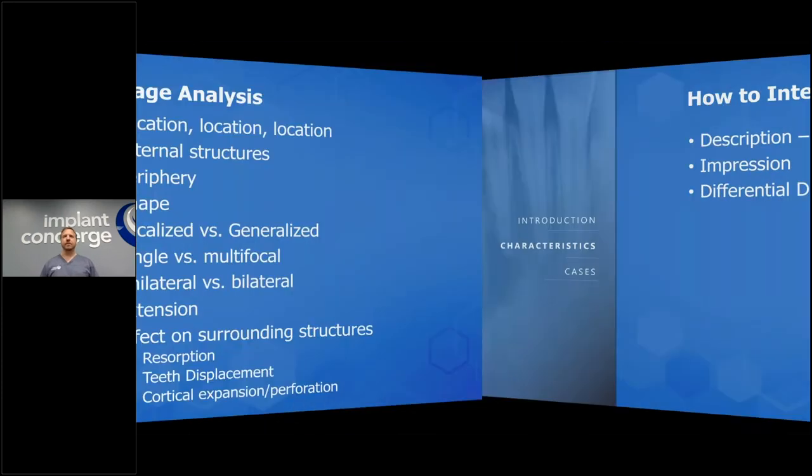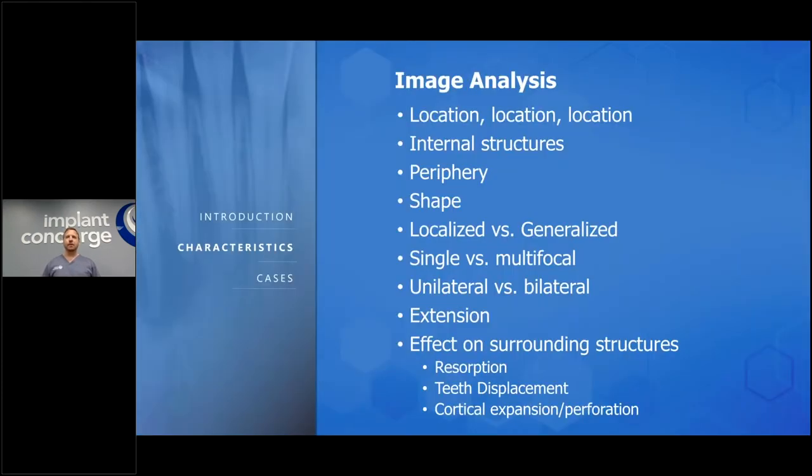So here's the image analysis. Again, it's in the handouts, but the most important areas are the internal structure: is it radiopaque, radiolucent, high density, or low density? What's the periphery? Is it corrugated? Is it round? The biggest one is really the effect on the surrounding structures. Is there resorption? Is there tooth displacement? Is there cortical expansion or interruption? All these items in the image analysis are going to lead us in the right direction to find out what that differential diagnosis or diagnosis might be.